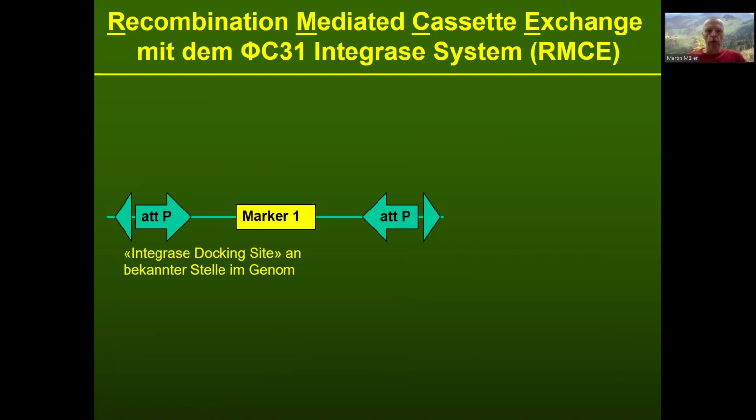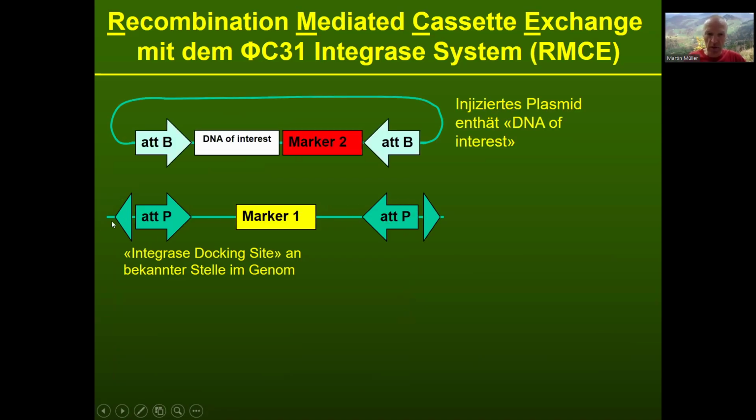There is a second possibility to use the att-P system. There you have, beside marker 1, two P-elements here, two att-P sites, I'm sorry, but they are present on a P-element. These are the P-element ends. And the plasmid that you inject contains two att-B sites in the same orientation as the att-P sites in the genome.